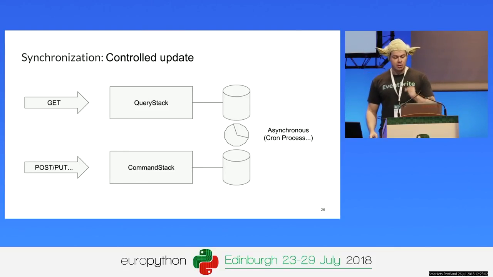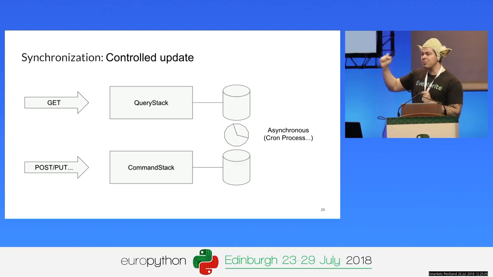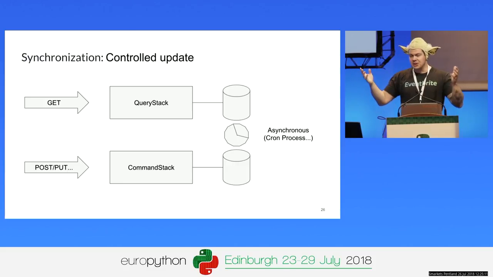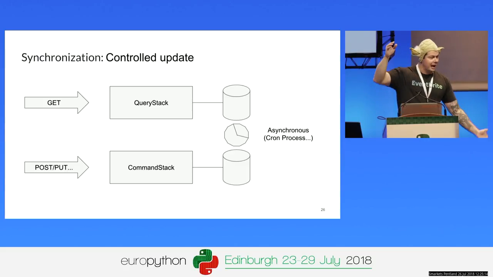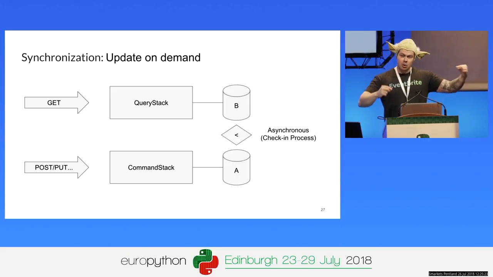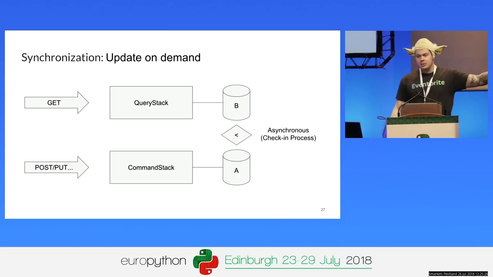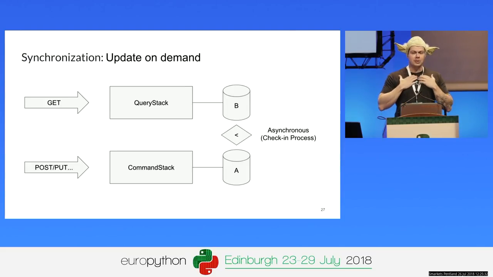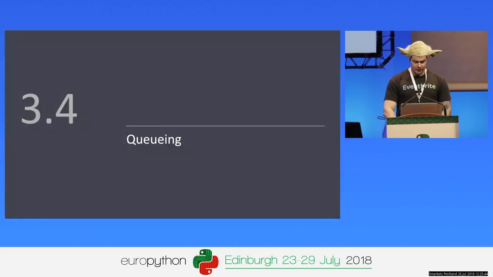The third option is the controlled update. So I'm going to normalize my DBs every 2 minutes, as an example. There is a cron responsible for normalizing the data. And the other option is the update on demand. So when I receive a GET on my query stack, the query stack is going to check, hey, am I outdated? If I'm outdated, I'm going to say, hey, please give me the data, and a new event is going to be created that the CQRS stack is going to consume and write on the DB. So, queuing.